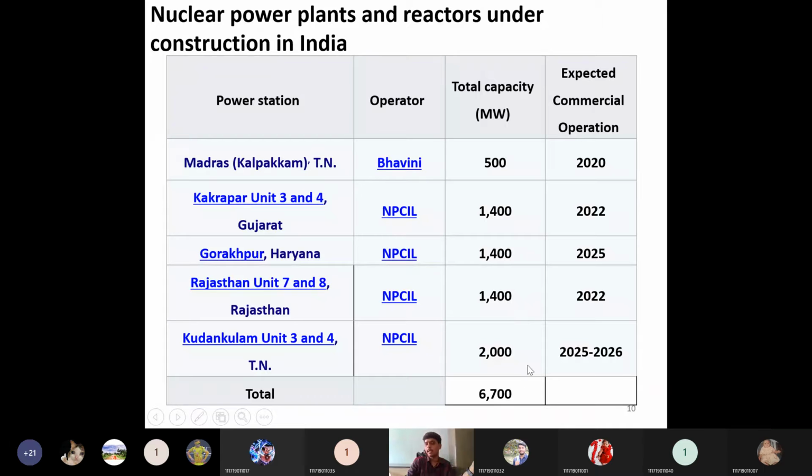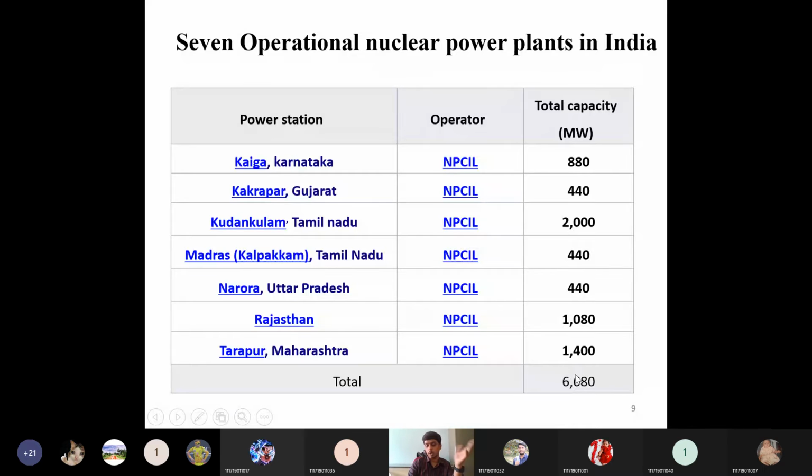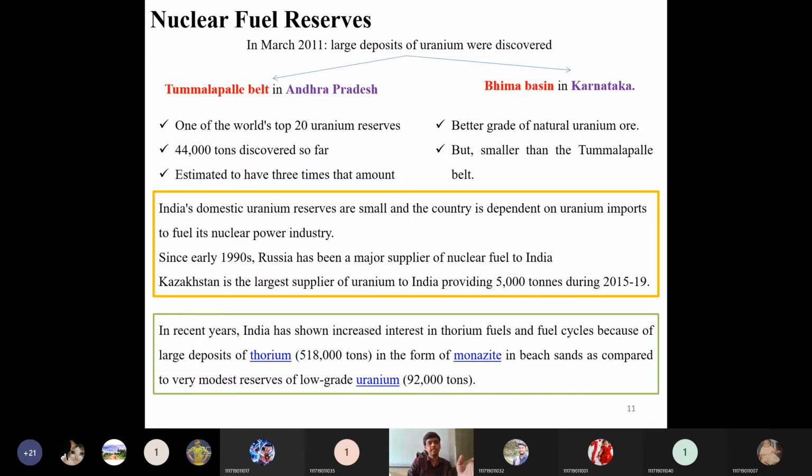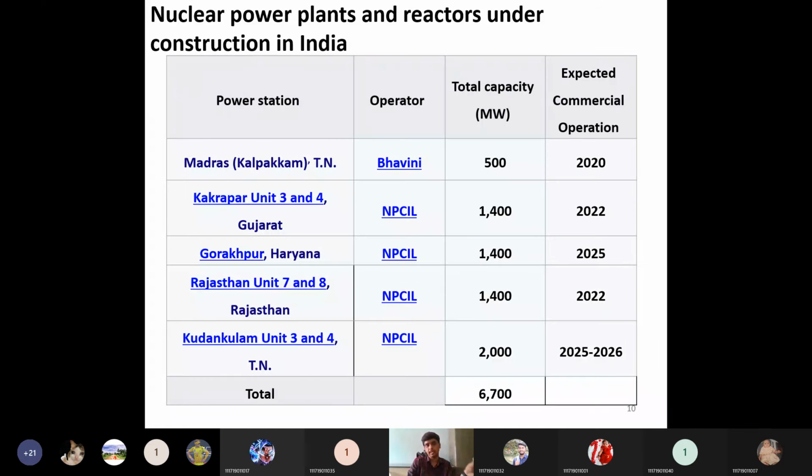So all together combined, there is a capacity addition of 6,700. So nearly 6,700 is already operational, and this 6,700 will be coming into operation by 2025, 2026 like this. Okay, these are the details of various power plants which are there in India.